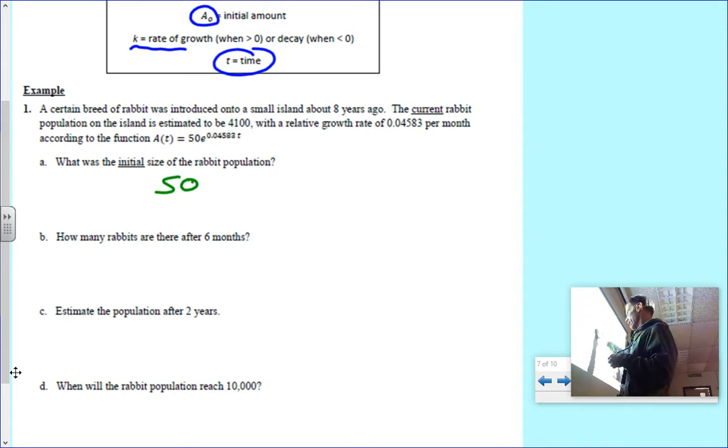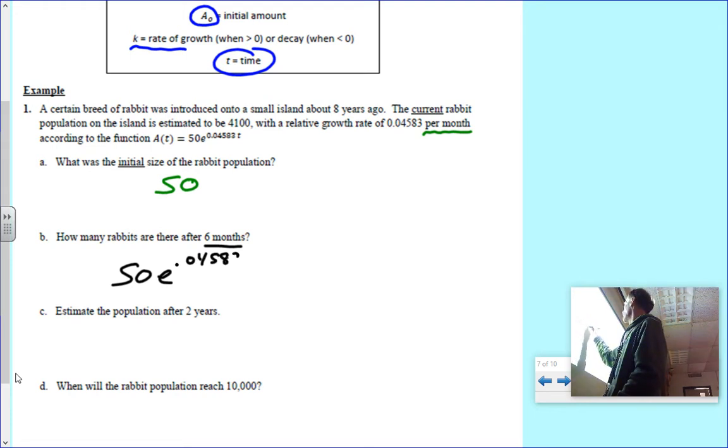And now is when the fun begins, though. So letter B, how many rabbits are there after 6 months? The one thing you have to make sure to do when you read the question is know what your time is talking about. In this case, my unit of time is per month. So all I have to do is plug in 6. So I'm going to do 50 e to the 0.04583 times 6. And you can put that in the calculator. And if you do that, you end up getting 65.